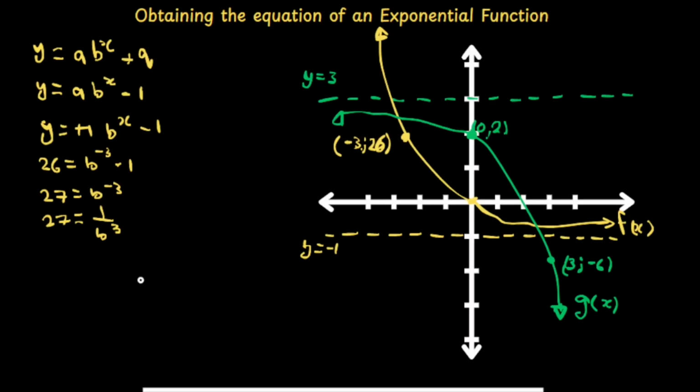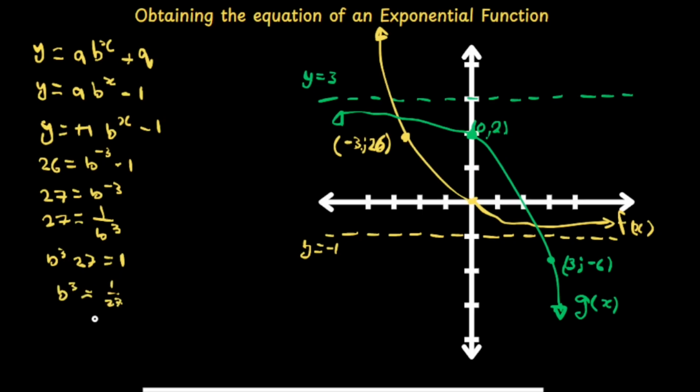So in order to do this, I will multiply both sides by b to the power 3. I would obtain b to the power 3 times 27 is equal to 1. And then to get rid of that 27, I would divide both sides by 27. And I would obtain b to the power 3 is equal to 1 over 27.